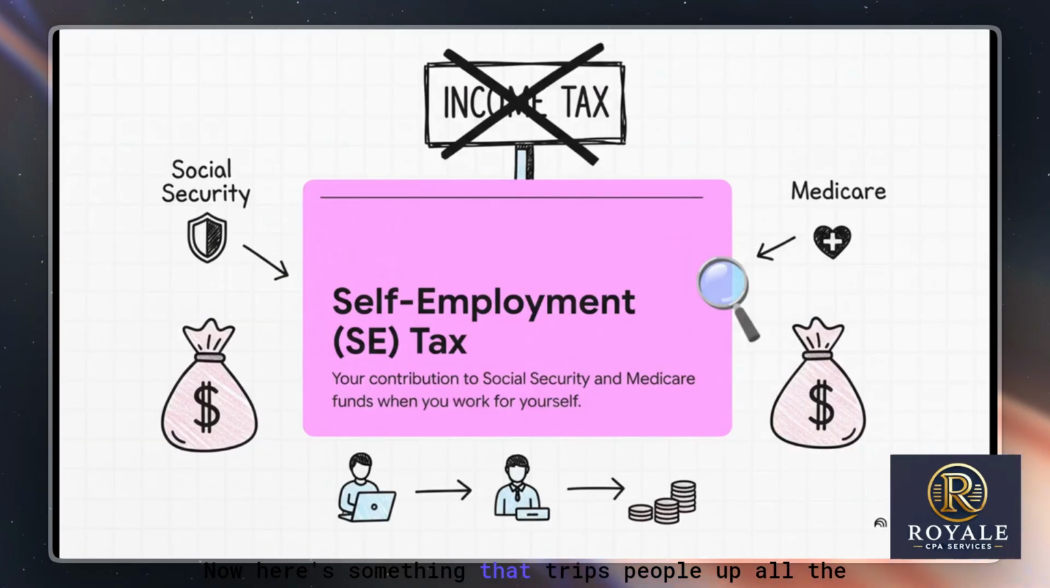Now, here's something that trips people up all the time. Self-employment tax is not your income tax. They're two totally separate things. Think of SE tax as your personal contribution to the big Social Security and Medicare pot.